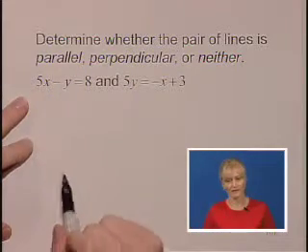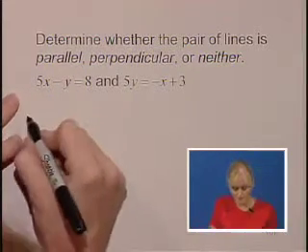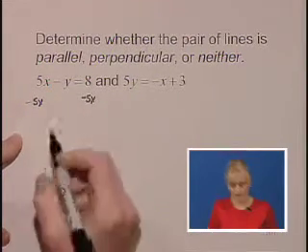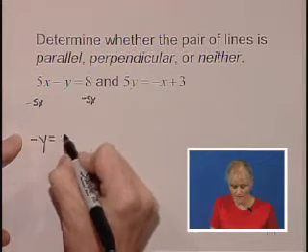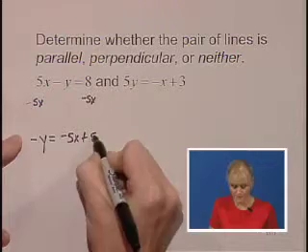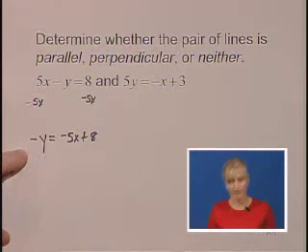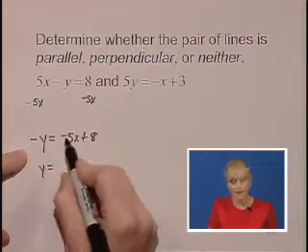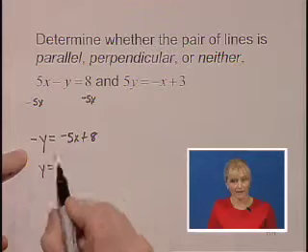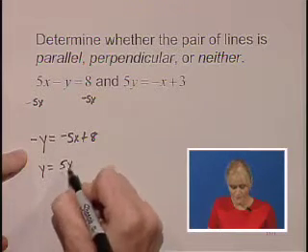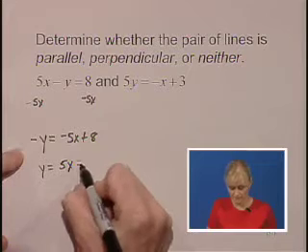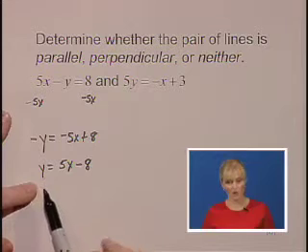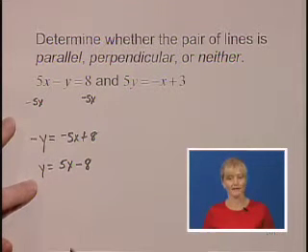So I'm going to subtract 5x from this first equation. If I subtract 5x from both sides, I'll have minus y is equal to minus 5x plus 8. Again, isolating y, we're going to divide or multiply through by negative 1. We'll have y is equal to negative divided by negative, or negative times negative, gives us positive 5x, and a positive times a negative gives us a minus, so minus 8. So we've rearranged our first equation into the slope-intercept form, y equals 5x minus 8.